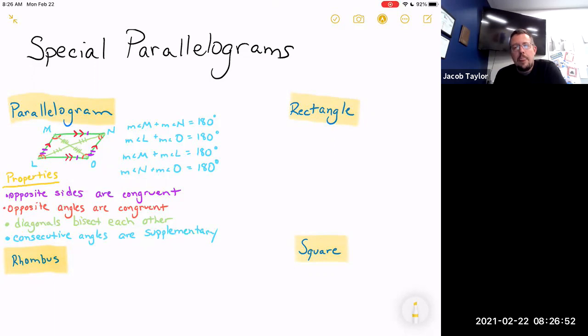So the parallelogram is the shape that we're going to write the most for. This has the most properties. We're not going to rewrite these properties. We're just going to kind of mentally copy and paste them onto all of the other types of shapes. Let's move on to a rectangle.